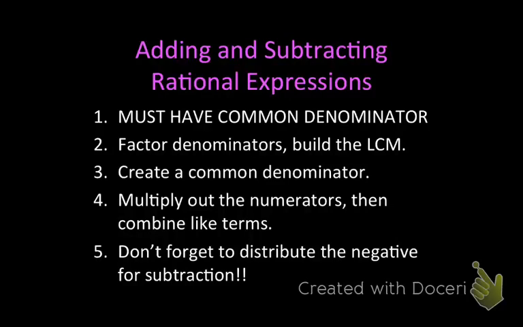Okay? Then you need to actually multiply out whatever's in the numerators. Distribute, FOIL, whatever you have to do. You have to multiply it out before you can combine like terms. Don't forget, if it's subtraction, you also have to distribute that negative. So let's look at an example.